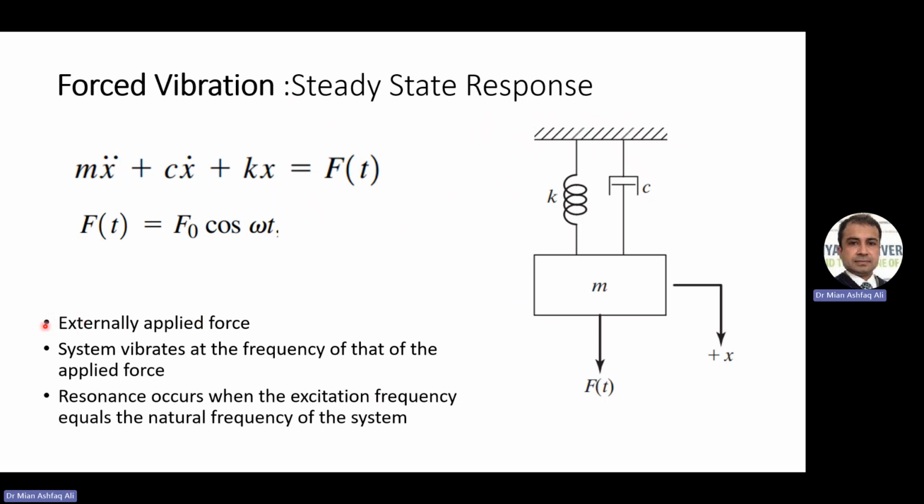So in this case, the system is being applied with some external force. The system vibrates at the frequency of that of the applied force. And because there are two frequencies involved, one is the natural frequency of the system. The second one is the excitation frequency of the applied force. So in this case, there is a chance of resonance. If those two frequencies match, the system response increases, and we call such a system resonance.